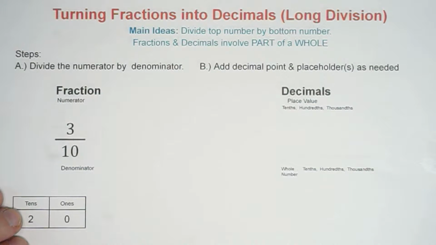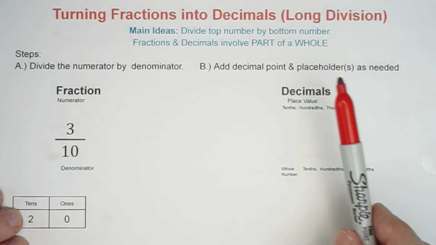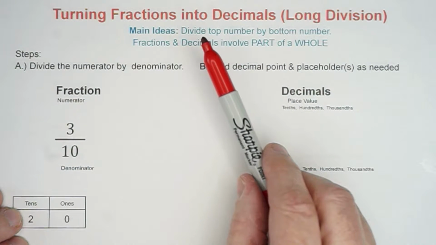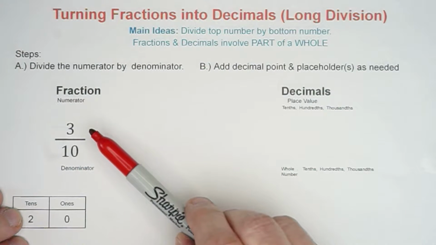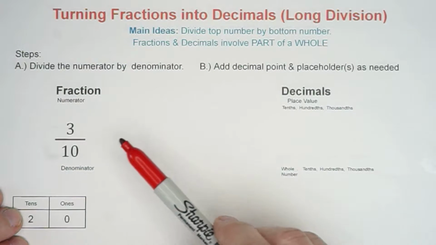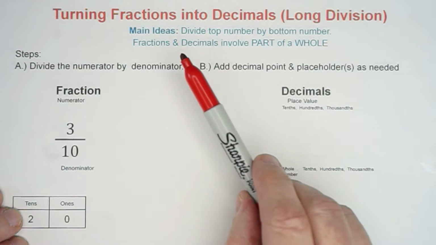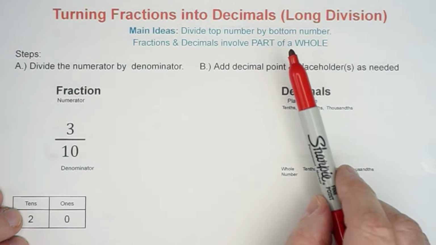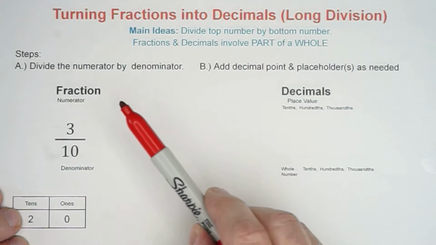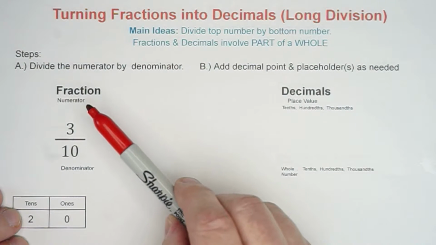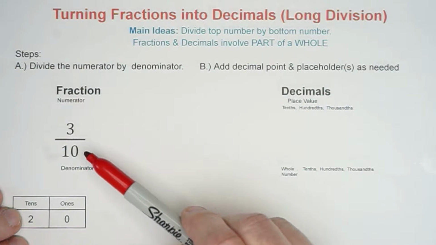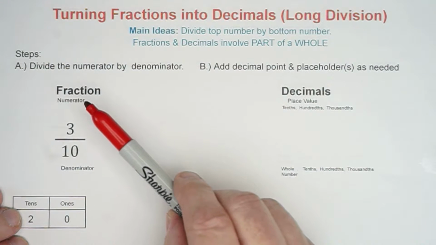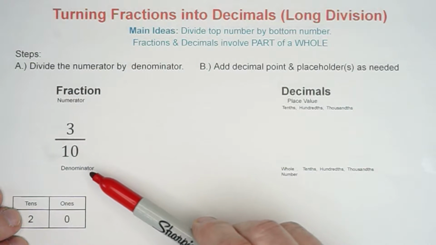So our main idea for when we turn fractions into decimals today is that we're going to use division, and you would just divide your top number by your bottom number. And remember that we're dealing with fractions and decimals that are just part of a whole. They're not representing whole numbers. For example, a fraction would be something like 3/10. The 3 is a numerator and the 10 is the denominator.